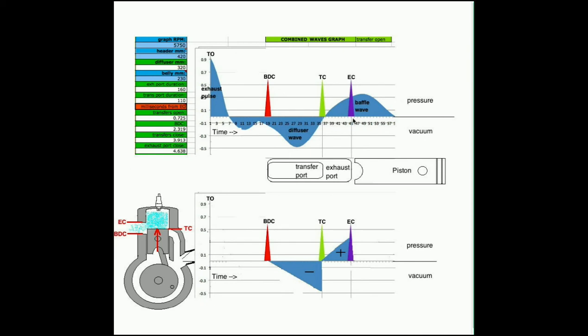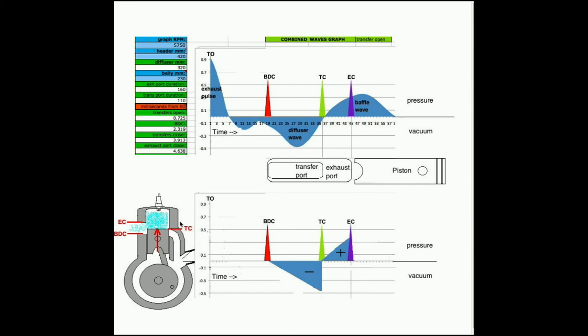This is a graph from my expansion chamber calculator. It shows the trailing exhaust pulse after the transfers open, and the diffuser wave that starts a little bit before bottom dead center and ends around transfer closing, and the baffle wave that starts then and ends later on after exhaust closing.